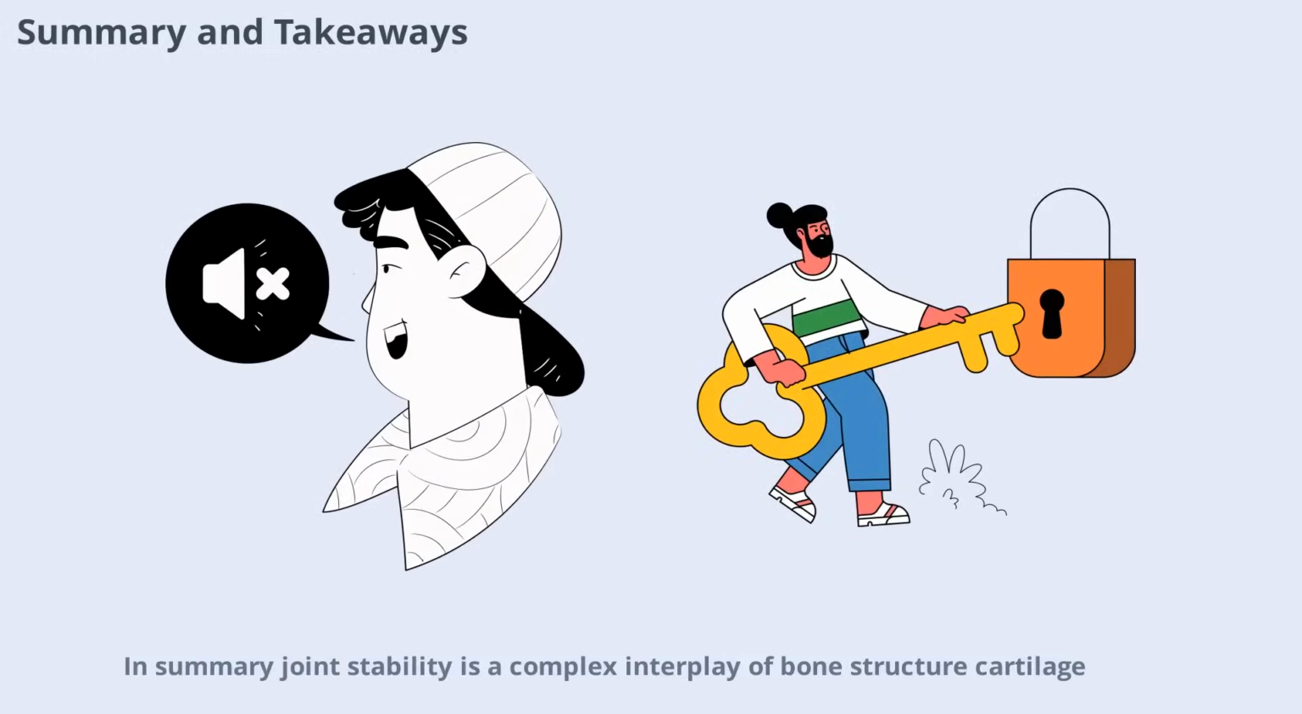Summary: joint stability is a complex interplay of bone structure, cartilage, ligaments, muscles, and movement patterns. Understanding how joints are categorized and what factors influence their stability can help us prevent injuries and improve performance. Whether you're an athlete, a healthcare professional, or simply interested in how your body works, knowing the basics of joint biomechanics is invaluable. Remember, maintaining joint health involves not just flexibility but also strength and proper movement habits.